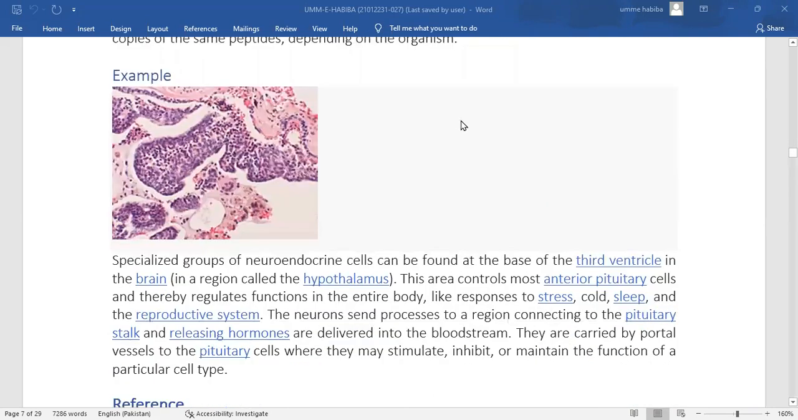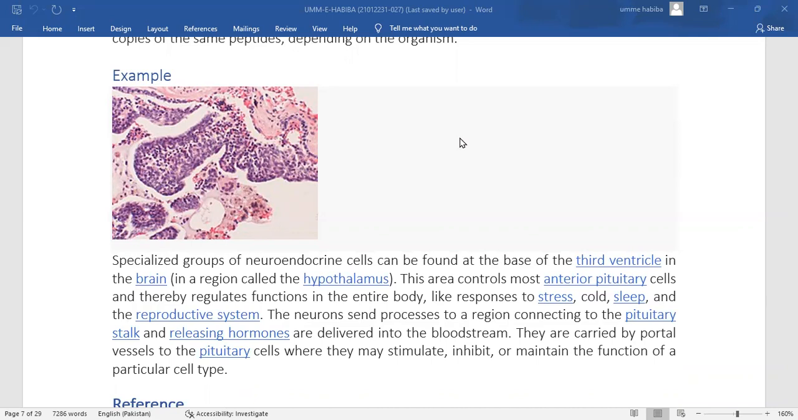These are specialized groups of neuroendocrine cells which can be found at the base of the third ventricle in the brain, in a region which is known as the hypothalamus. This area controls the anterior pituitary cells and thereby regulates functions in the entire body, like responses to stress, cold, sleep, and the reproductive systems.